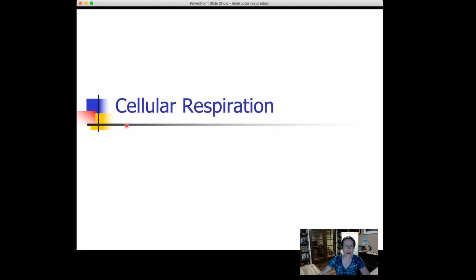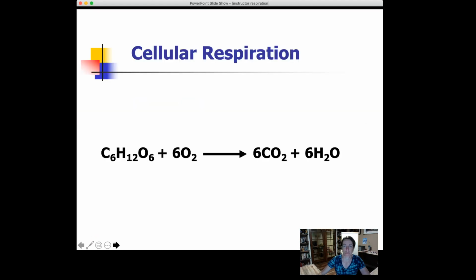Okay, so we're going to start with just a little introduction to cellular respiration here. Remember how to do this. Here we go. So the overall equation for cellular respiration: this process takes glucose and also needs oxygen. You break apart the glucose into carbon dioxide and water.